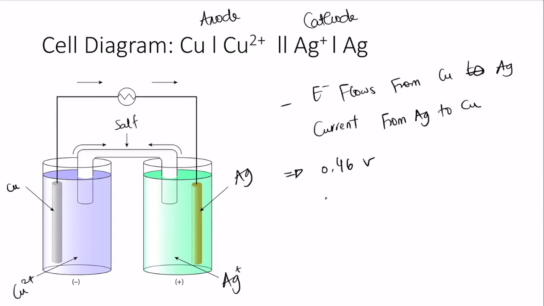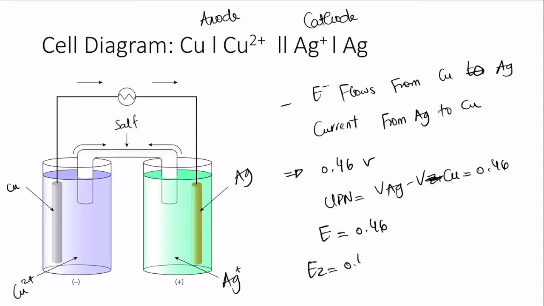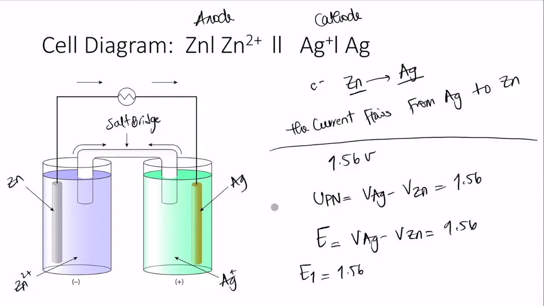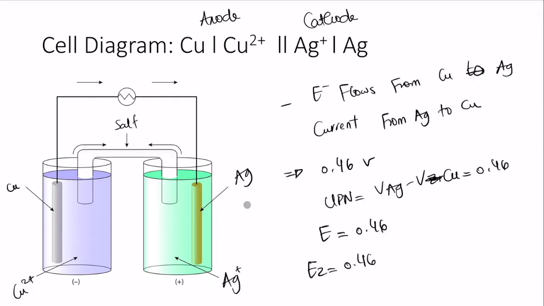This means that the U_PN of the cell is equal to V for the cathode minus V for the anode, V for Ag minus V for Cu, which is equal to 0.46. Now the electromotive force is equal to 0.46. We will call this E2 because this is our second cell. Now these two are not the Daniell cell. The Daniell cell is Zn with Cu. These are galvanic cells, but not the Daniell cell.